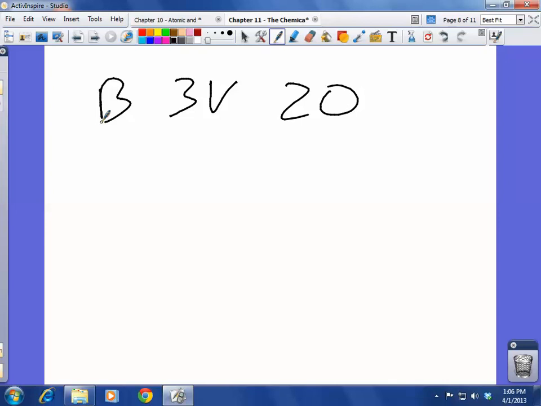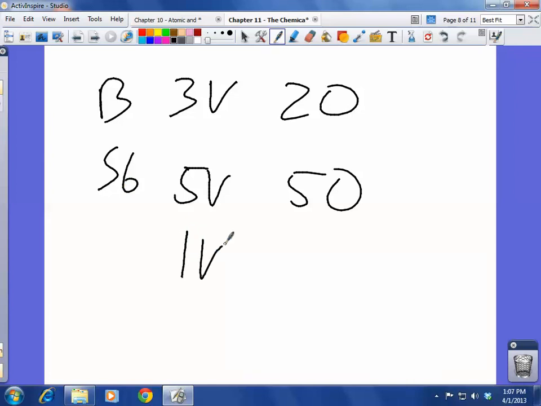What about 5 valence electrons with 5 orbits? Sb, that's Sb. I know that doesn't make much sense. Sn is 10. I have no idea what Sp is. What about 1 valence and 3 orbits? Yeah, sodium.